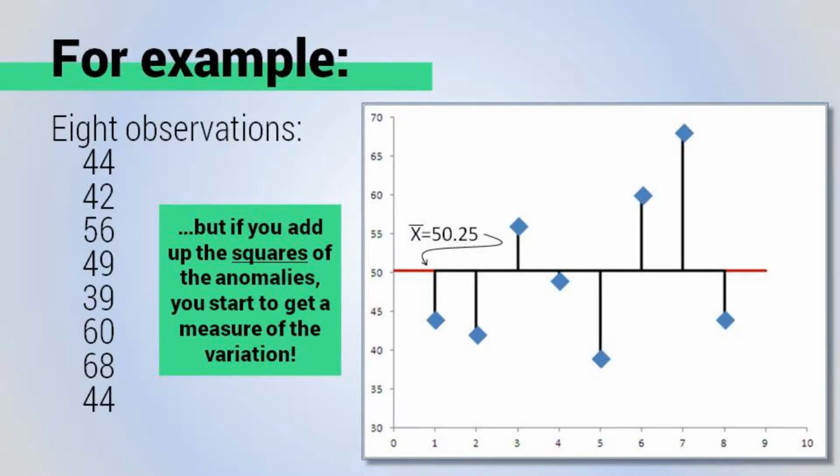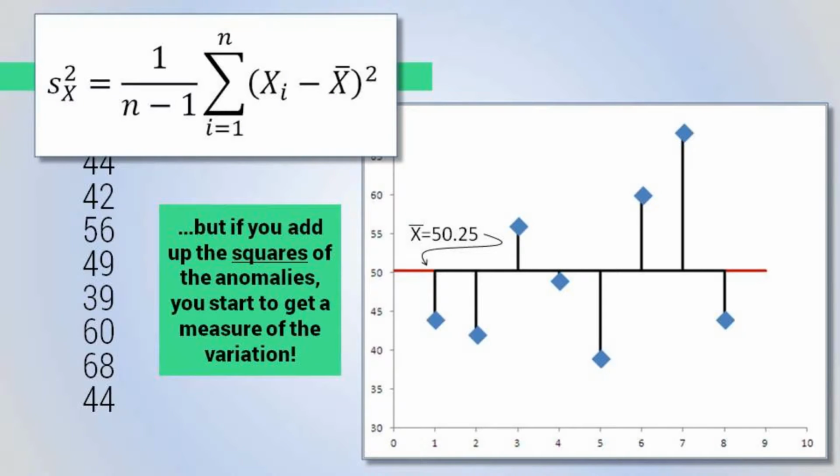But if you added up the squares of those anomalies, then you get something interesting. You're starting to get to measure the variance. When we square them, they're all positive now. The ones that are farther from the average weigh more than the ones that are closer to the average, and the bigger this sum of the squares of the anomalies gets, the more it becomes a measure of variance.